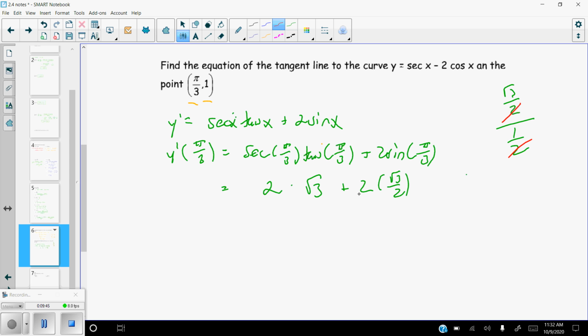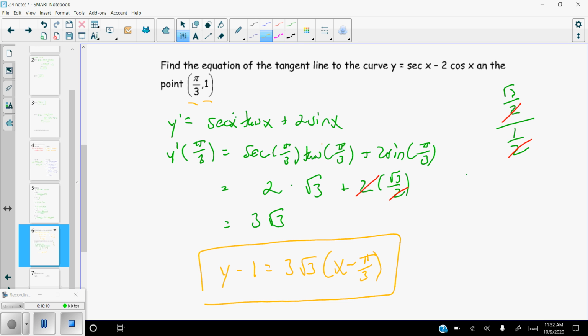Okay, in this case, these 2's are going to cancel out. So really what that leaves me with is 2 square roots of 3 plus another square root of 3. So I end up with 3 square roots of 3. That's my slope. That's the most work that we have to do there. From here, it's just about plugging it back in. So we get that y minus 1 equals the slope times x minus pi thirds. That's the equation of the tangent line.